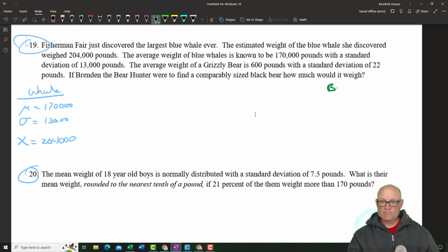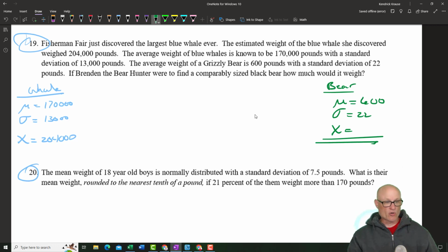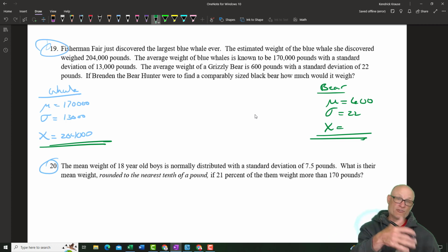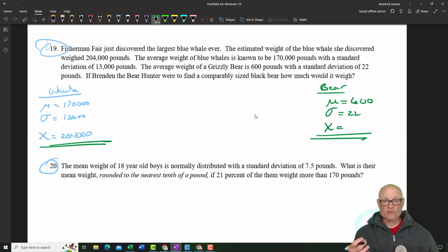We know that the mean weight of a bear is 600 pounds with a standard deviation of 22. What does a bear have to weigh in order to be equally as big in the bear population as this big, ginormous whale is in the whale population? The very simplest way to do that is through z-scores. So z equals 204,000 minus 170,000 divided by 13,000.